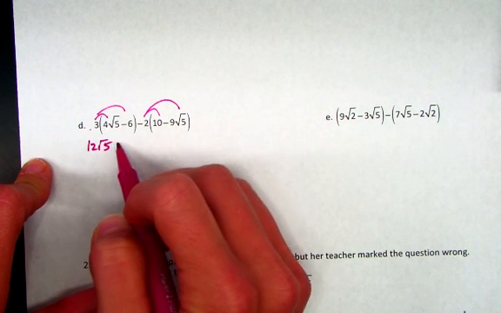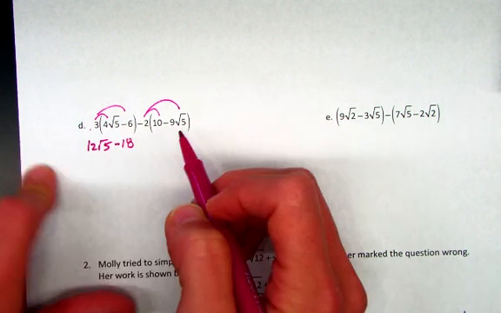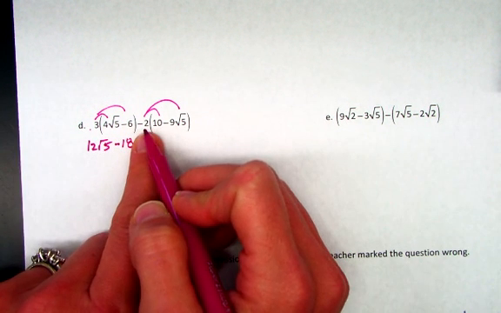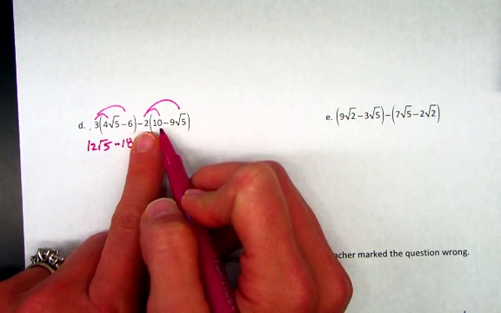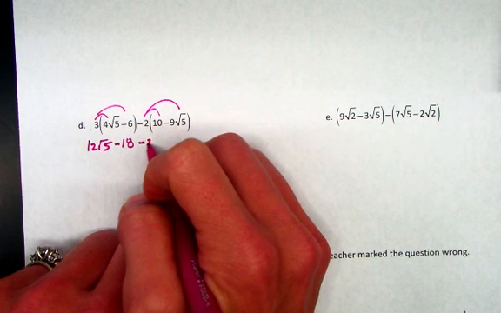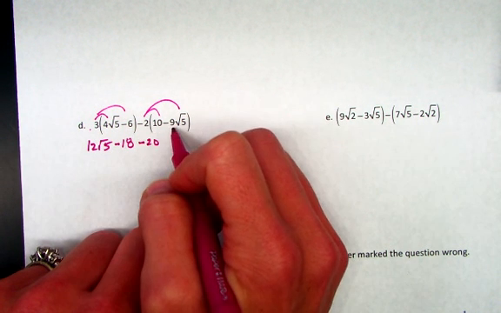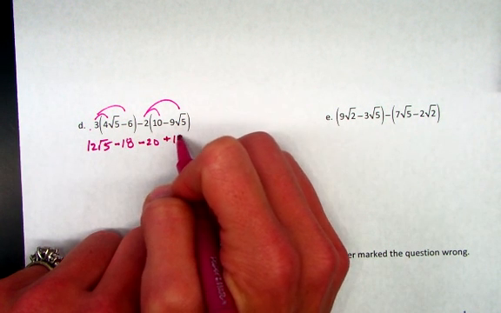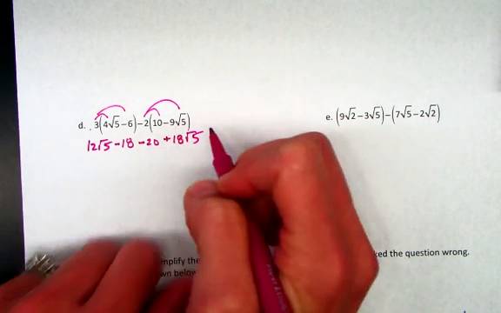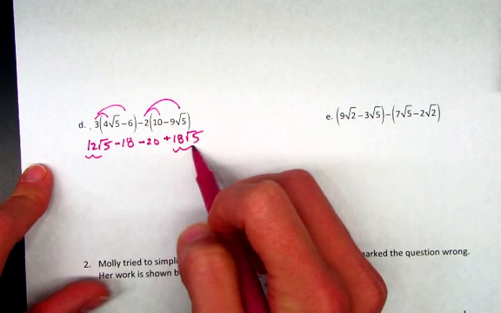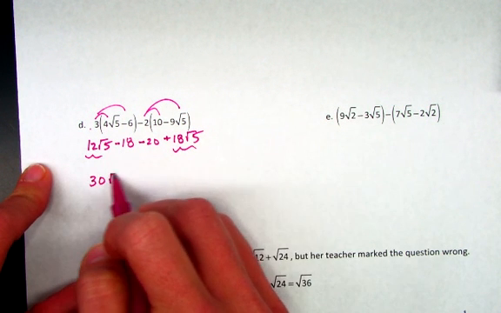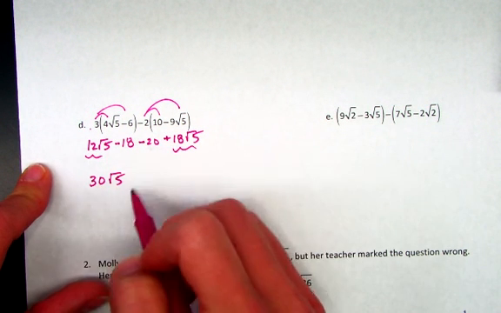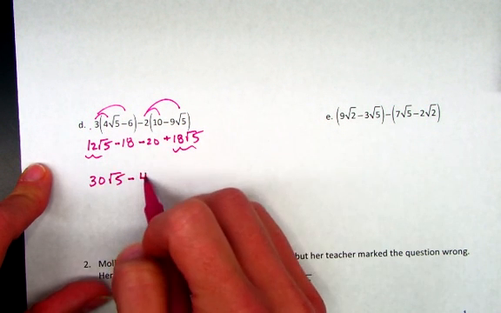3 times negative 6 is negative 18. Now realize this is a negative 2 we're multiplying. So negative 2 times a positive 10 is negative 20. And negative 2 times a negative 9 is positive 18 root 5. So now we have like terms: 12 and 18 is 30 root 5. And negative 18 and negative 20 is negative 40.